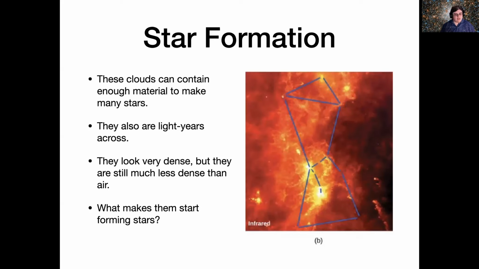So we have all these clouds. All clouds are nebulous. Some of them are molecular clouds, and some of those molecular clouds are called giant molecular clouds because they're very big. So what makes them start forming stars?